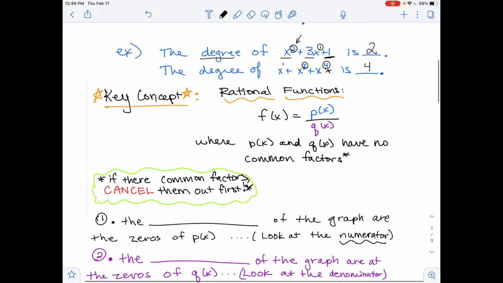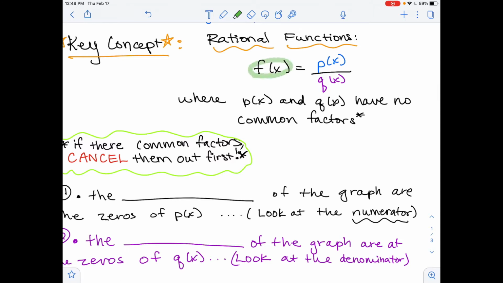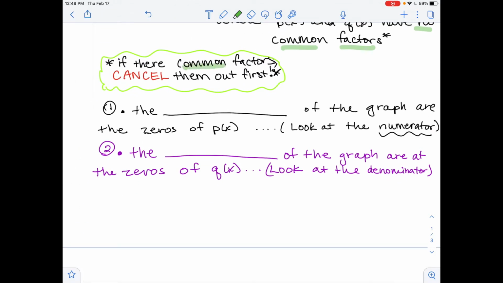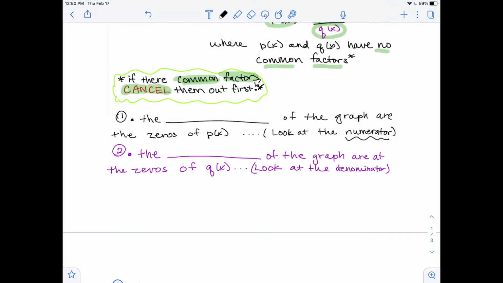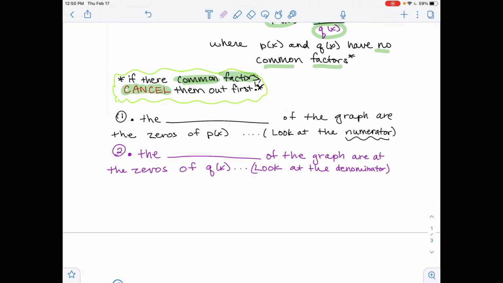So our key concept is that a rational function is broken up into a numerator function divided by a denominator function, okay? As long as they have no common factors, meaning if you were to factor them down, they wouldn't cancel each other out. If there are common factors, you're gonna wanna cancel them. So factor them and then cancel it out.